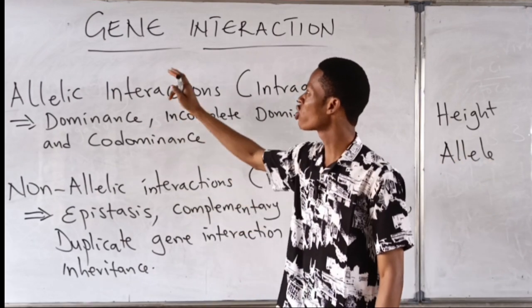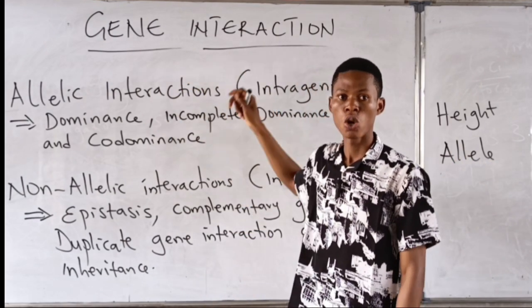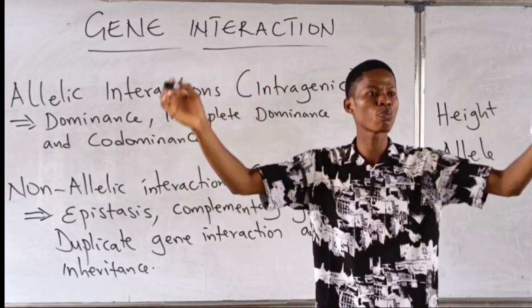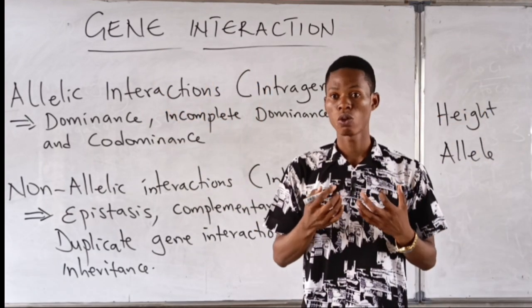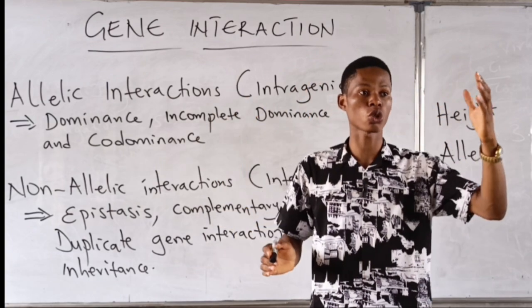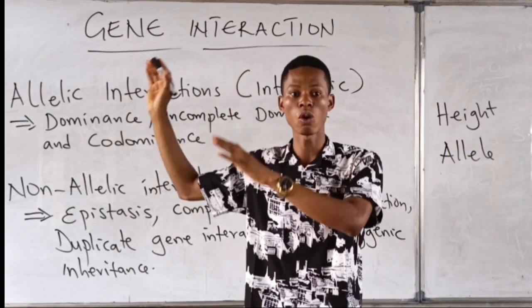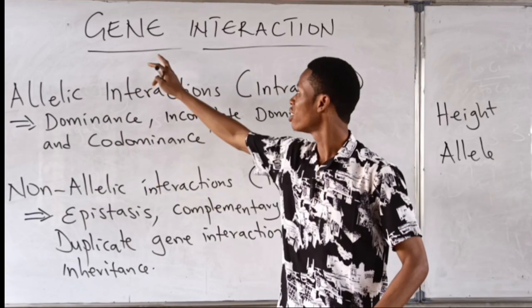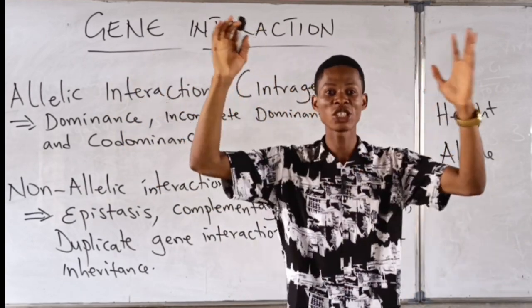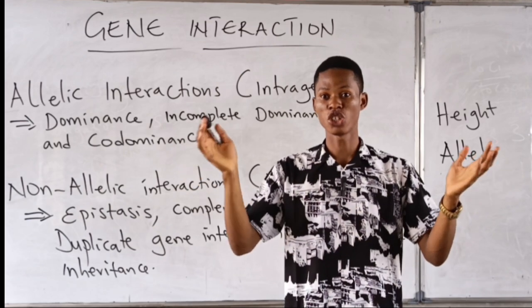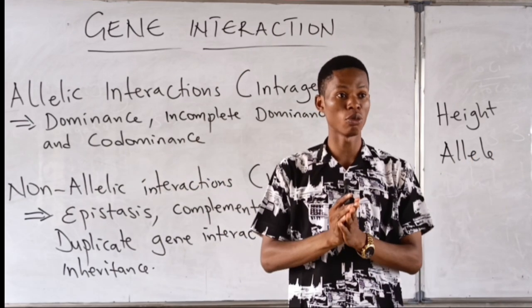Now, when we talk about gene interaction, we already know that a gene is a unit of inheritance, but we have multiple genes in our body, is it not? We have multiple genes. This gene is controlling the expression of this character, another gene is controlling another one, and the totality of the genes we have in our body is what? Genome, right? Yes. The genome is the complete set of genetic information we have.